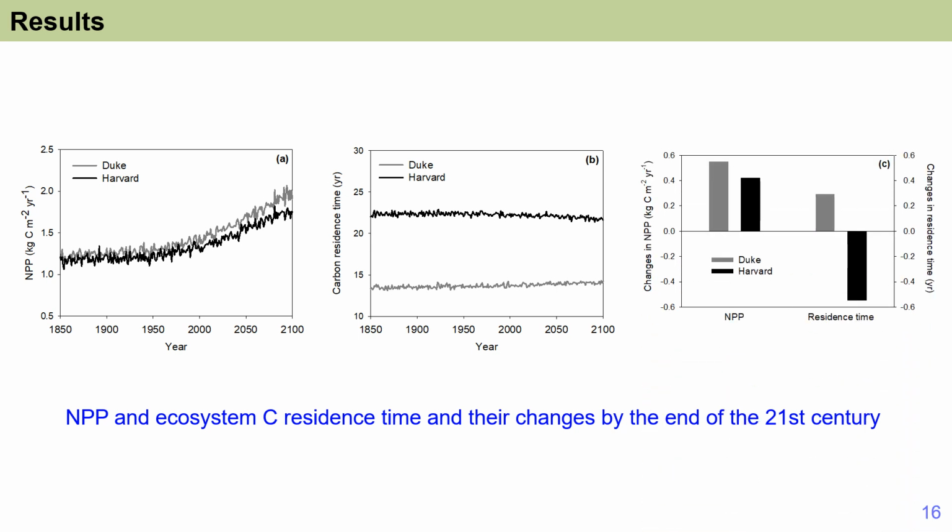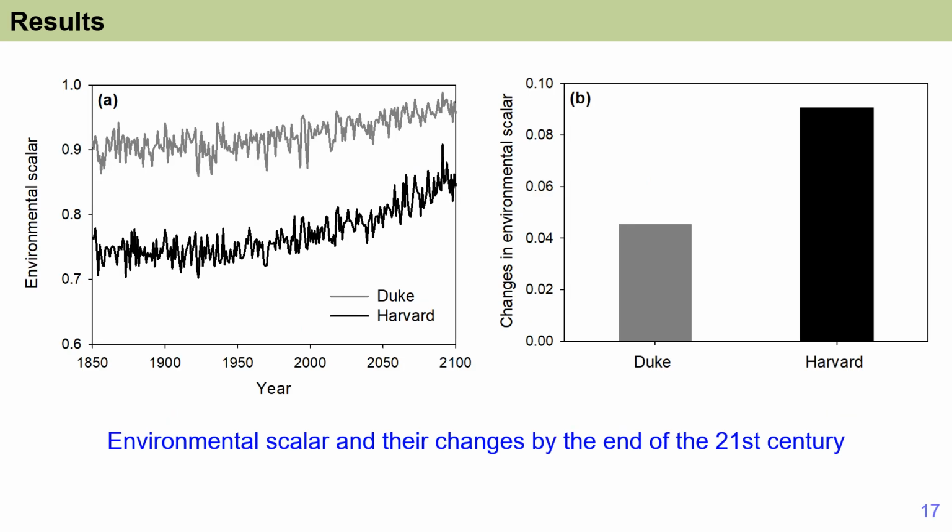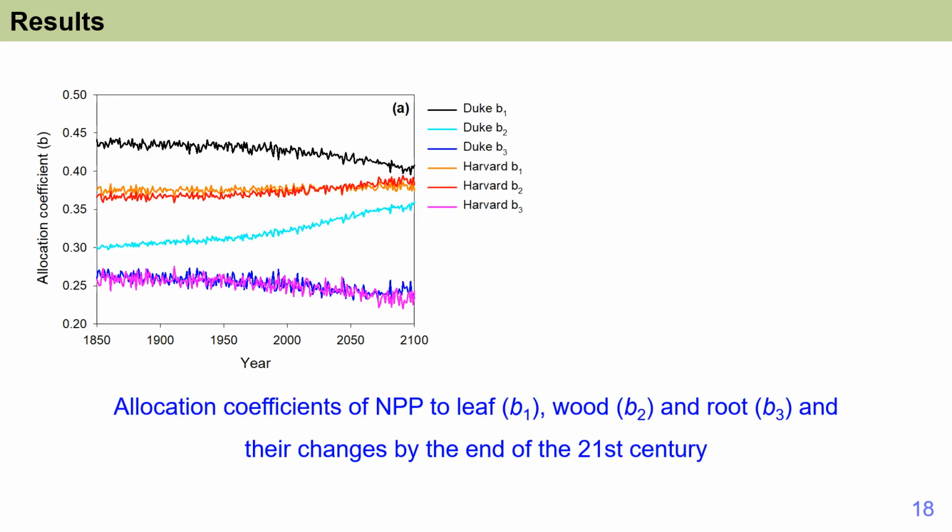Panel C here shows their change at the end of the 21st century compared to 1850. Environmental scalars increase in both forests, which means less and less environmental limitations on carbon processes. Allocation coefficients show different trends between the two ecosystems. In Duke Forest, B1, black line, which is allocation to leaf, and B3, blue line, which is allocation to root, both decline with time, but B2, light blue line, which is allocation to wood, increases greatly.